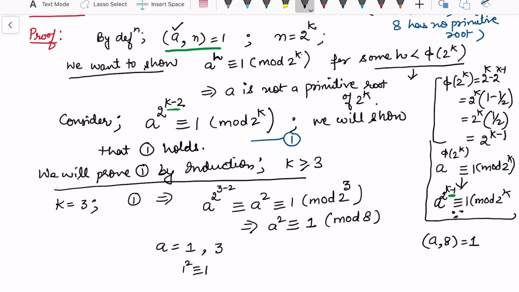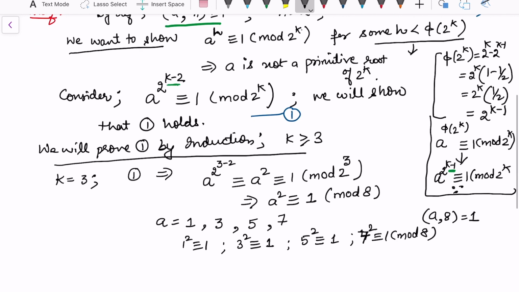If we take a equal to 3, then we know 3 square is 9, so it is congruent to 1. We can take a equal to 5, so 5 square is 25, and that is congruent to 1. We may also take 7, so 7 square is 49. So 7 square is congruent to 1 modulo 8. So this holds. So it holds for k equal to 3.